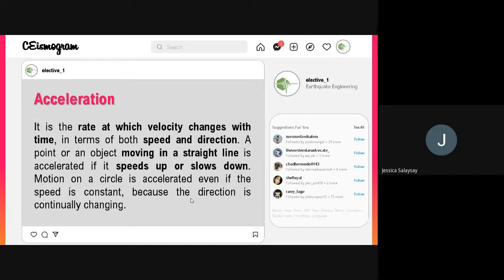Sa acceleration naman po ay madedefine bilang pagbabago ng bilis ng isang object o bagay. Ang isang lindol ay mayroon ding matatawag na acceleration na nabibase sa paggalaw ng lupa. Ang pinakamataas na acceleration ng isang lindol ang rason ng pagtaas ng velocity ng isang lindol ayon sa recording ng isang station during an earthquake.